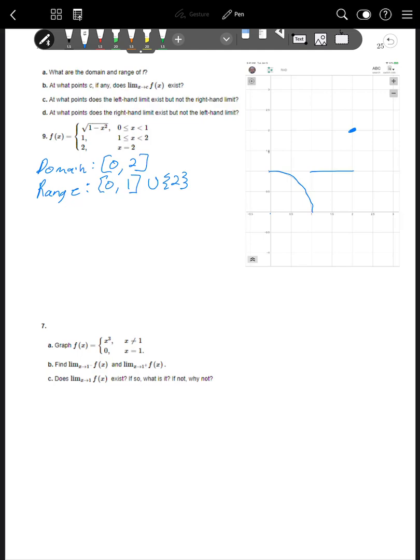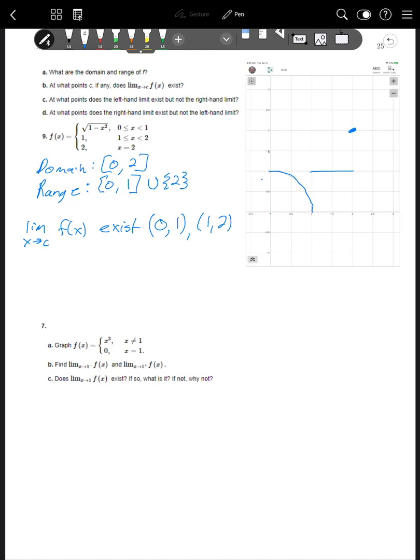And so the question is, at what point, if any, does the limit as x approaches c of f of x exist? So basically, anywhere that there isn't an endpoint or a jump would be where the limit as x approaches c of f of x exists. So it exists on the interval from 0 to 1, but not at 0 and not at 1, because at 0 we get an endpoint, and at 1 we have a jump, so the two-side limit doesn't exist there. And then from 1 to 2, but once again not at 2, because there we have a jump.